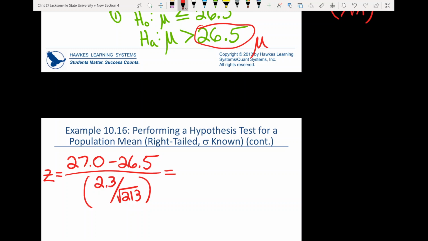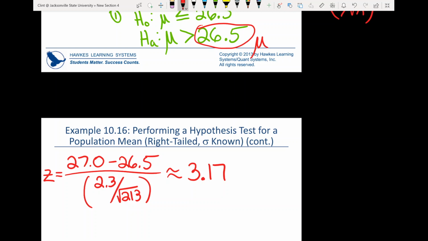Okay, so bear with me while I punch that in my calculator, minus 26.5, and I'm going to hit equals divided by, put a parenthesis, 2.3 divided by square root 213, and then close my parentheses. And with Z's we're going to round to two decimal places, so on this one I should put a squiggly equal sign here because we're rounding, so this will give us 3.17. Okay, that is our test statistic.